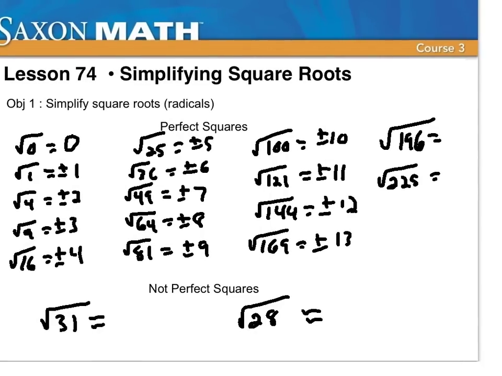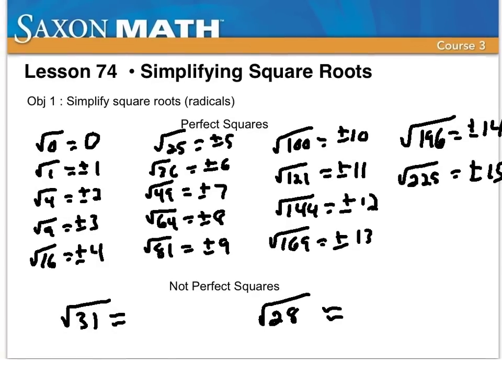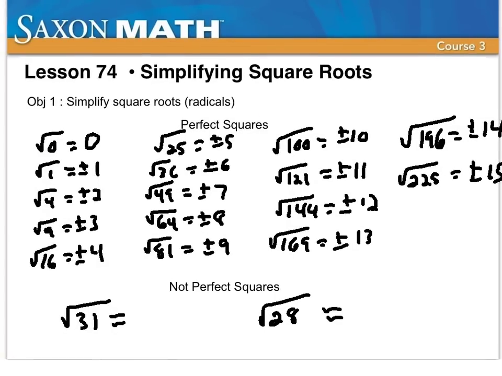I'm going to go ahead and move this over a little bit. Square root of 196 is positive and negative 14, and the square root of 225 is positive and negative 15. Okay, all these perfect square numbers, 0, 1, 4, 9, 16, are good for us to know, to know their square roots. Non-perfect squares, on the other hand, are numbers that don't have integer square roots.